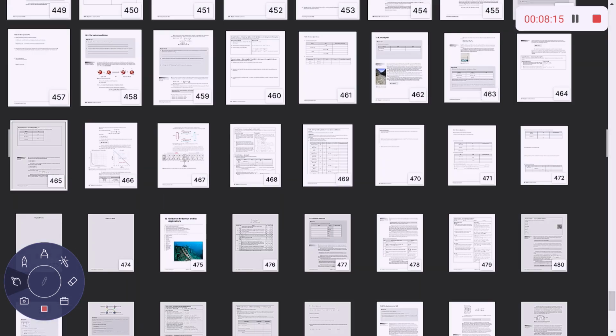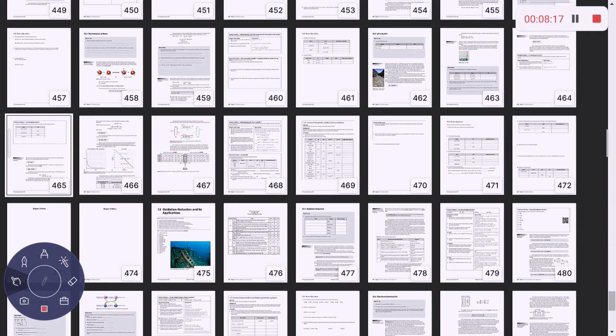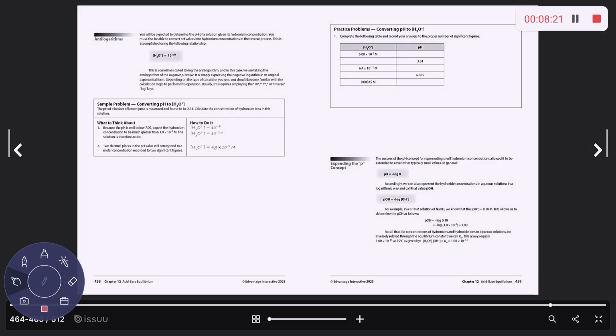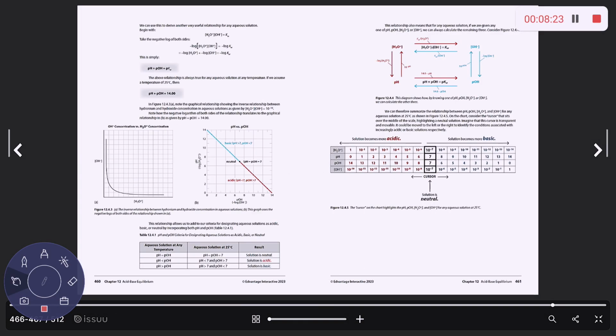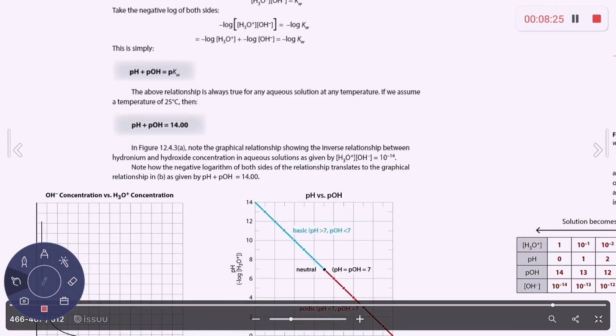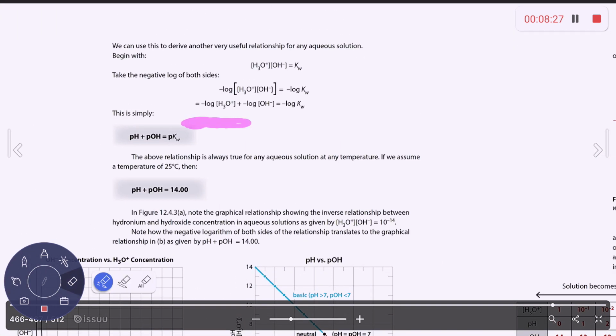Now, the pH plus the pOH is equal to 14. I will give you this equation. Do not memorize it. Okay?